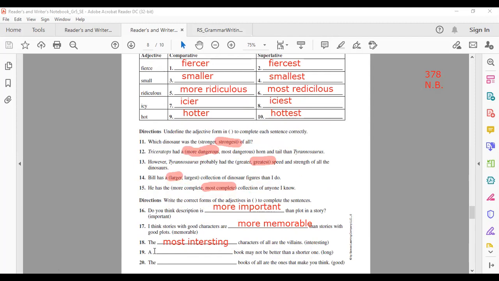Number 19, Judy. A book may not be better than a shorter one. Longer. Longer. Excellent. We have longer. Very good. Number 20, Jenna.